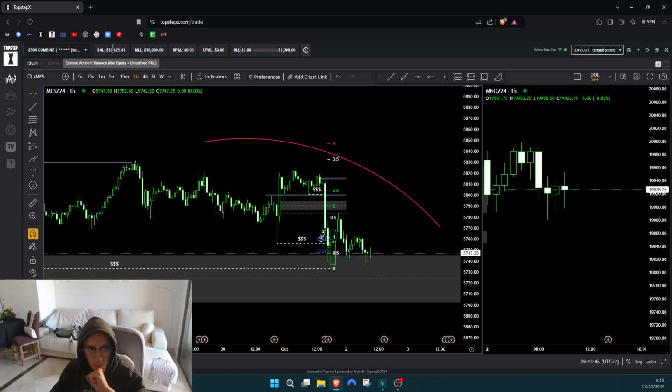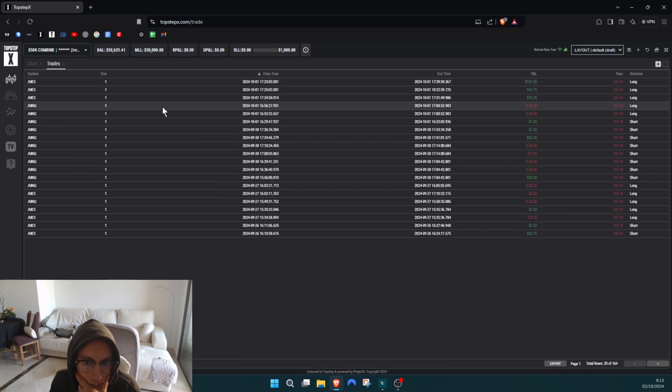And then up to 5065. So I need to get to 53,000 to pass the account. I've had this account for quite a while actually, probably 3 months. There are 164 trades, orders I've set on this account, so I've just been holding it forever.